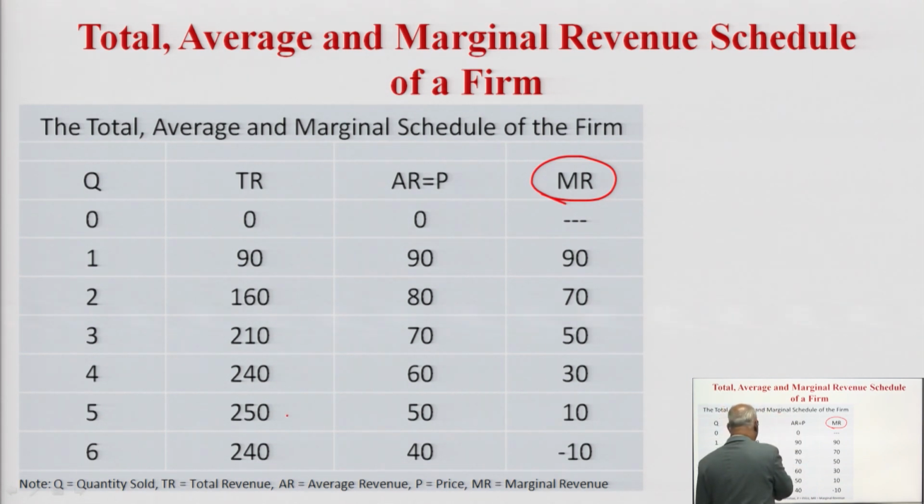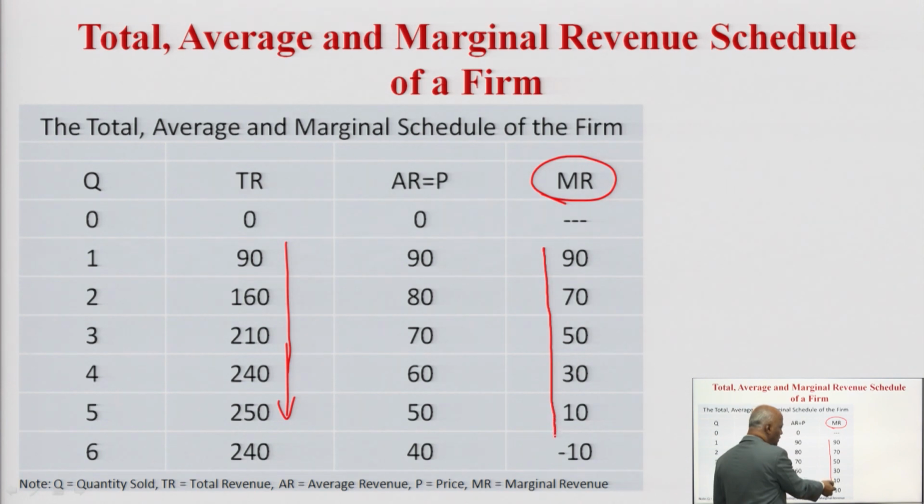Continuously you will be finding up to this point that total revenue is increasing, no doubt at all, but at what rate is it increasing? You see here, from 90, from 70, from 50, then 30, then 10, like that it continuously decreases. That means it increases, but at a decreasing rate. The difference between 160 minus 90 is 70, 90 minus 0 is 90, 210 minus 160 is 50, 240 minus 210 is 30. Like that you are getting the marginal revenue, because marginal revenue is nothing but change in the total revenue with respect to change in the output.